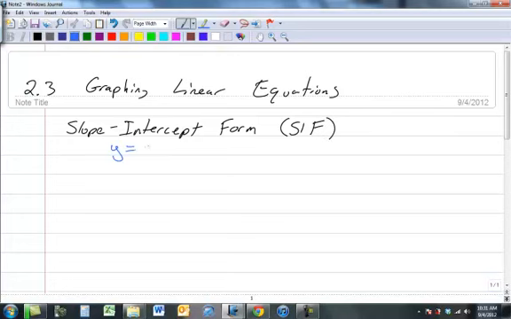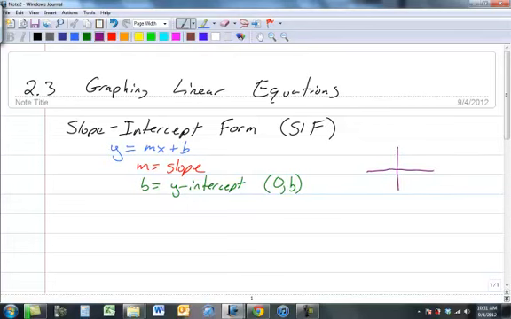Now, you probably remember y equals mx plus b, where m, of course, is the slope. Just got done talking all sorts of stuff about that. And b is the y-intercept. Now, I like to write b as an ordered pair, 0, comma b. Remember, the y-intercept is where it crosses the y-axis. So anywhere it crosses the y-axis, no matter what, the coordinate is always 0, comma something, in this case, b.